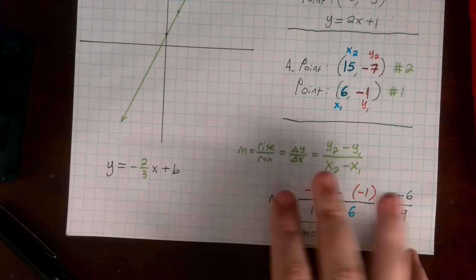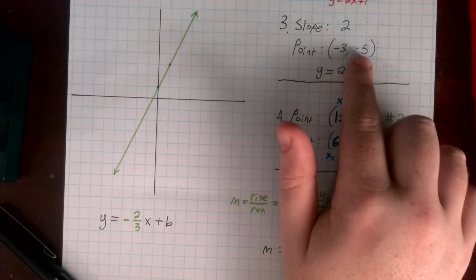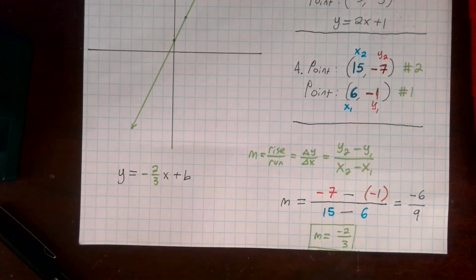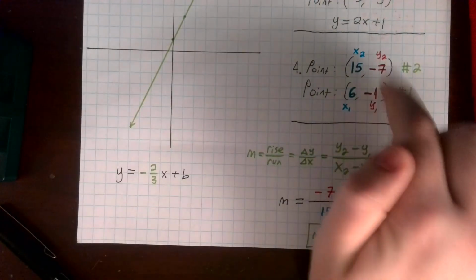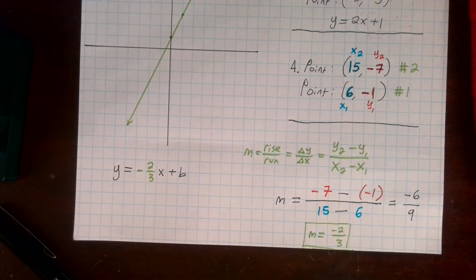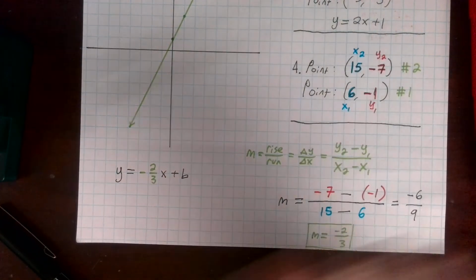Last time, we plugged in the point (-3, -5) for x and y to solve for b. And we can do the same thing here. The best part is, we get to choose which point we want to use. Remember, all points that are given are on the line. So we can use either one of these, plug it into here, and find b. I recommend plugging in the one that looks easiest to you. So I'm going to plug in the (6, -1), just because I don't want to have to do any math with -7s and 15s.